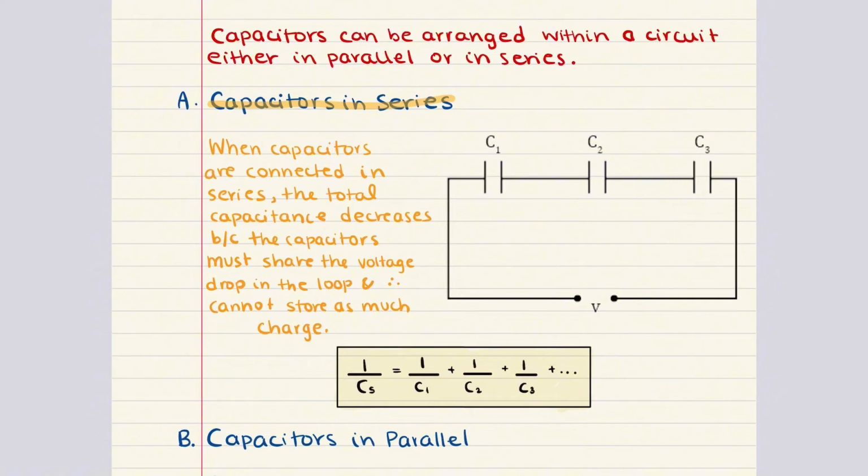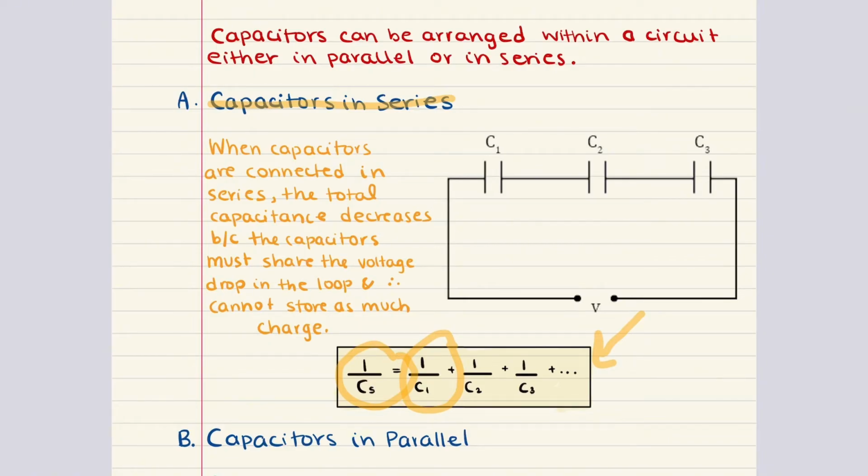So in a series configuration, the reciprocal of the total capacitance is equal to the sum of the reciprocals of the individual capacitances. So the reciprocal of the total capacitance is equal to 1 over C1 plus 1 over C2, and so on and so forth. And this equation shows that adding more capacitors in series reduces the total capacitance.